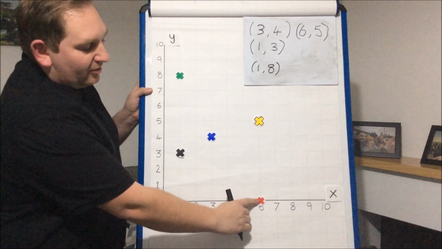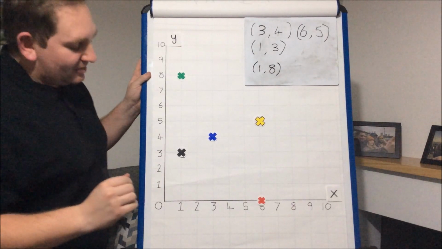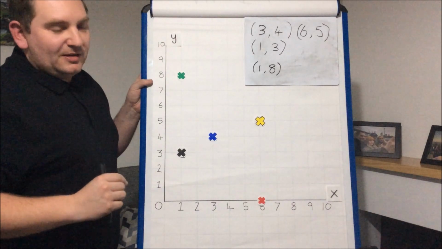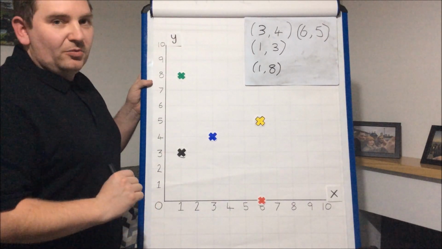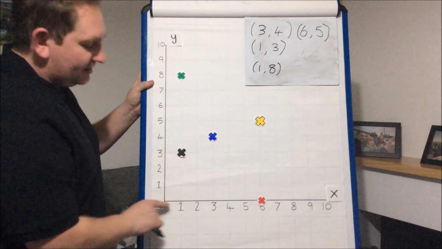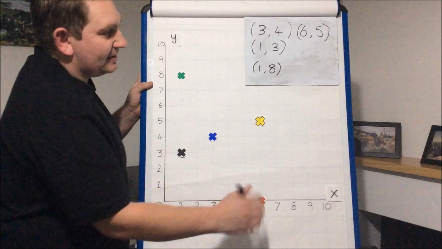And finally we are on the red cross. Now the red cross can be quite tricky because it's not necessarily within the centre of this quadrant. It is actually sitting on one of the axes. So if you go along the corridor first, you find that the red cross is at 6.